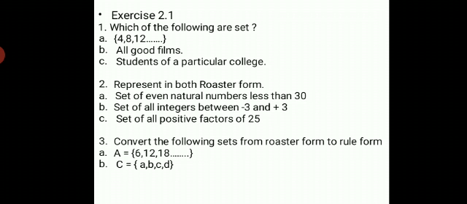Set of all integers between -3 and +3. Between -3 and +3 means after -3 which number will you get? -2. Draw a number line and denote it, and exclude the numbers -3 and +3. Leaving these two numbers, whichever all will come, you must write within a flower bracket.